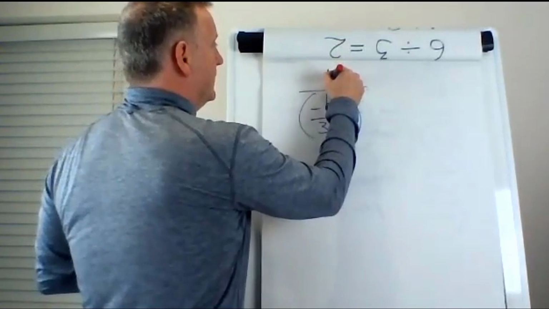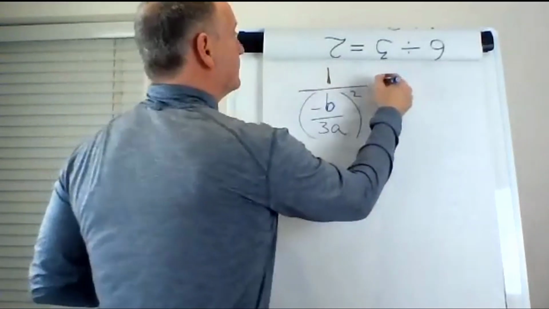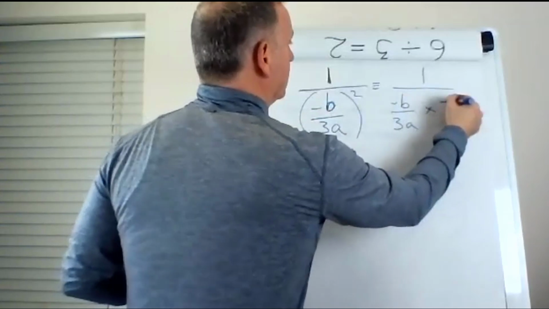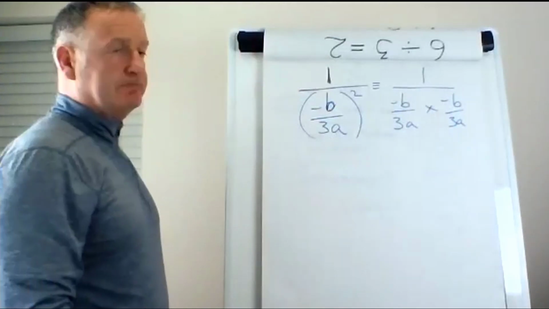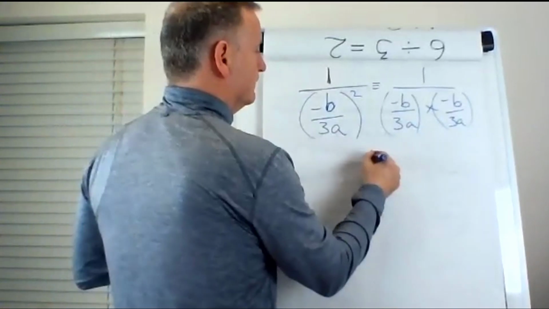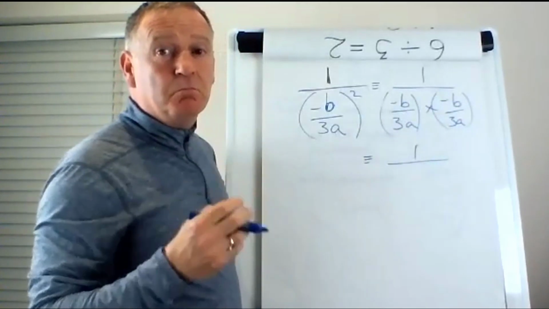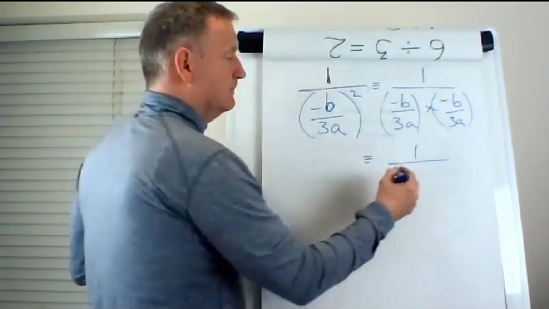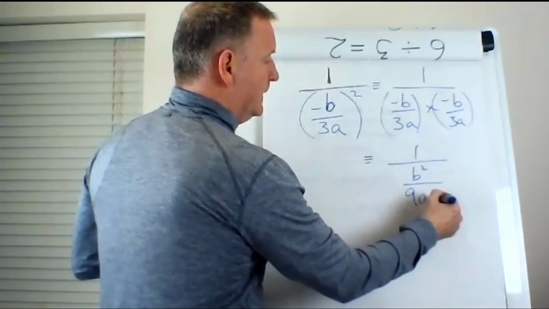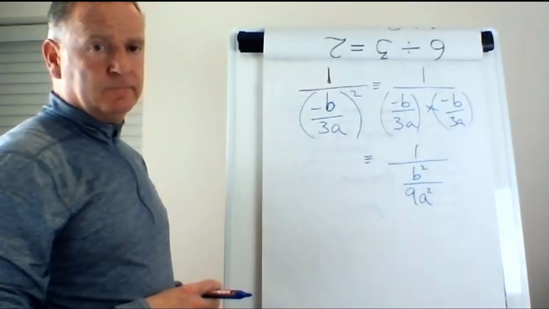So this is the negative power here, yes? 1 over. This means 1 over negative b over 3a times by negative b over 3a. See it? It's squared now. It's times by itself. Negative b times negative b is b squared, yes? Over 3a times 3a, which is 9a squared. Okay, you see that okay?